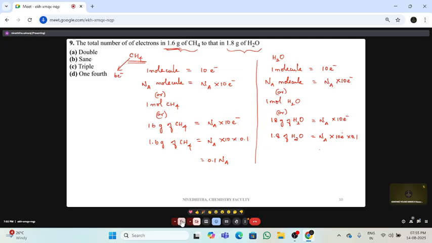So it is actually the same, right? It is Avogadro number into 10 power minus 1, and this is 10, so it will get cancelled out. So Avogadro number of electrons. That's it. So it is just the same. So the answer is the second option. Any doubt? So this question is from mole concept. Shall we move on to the next question?